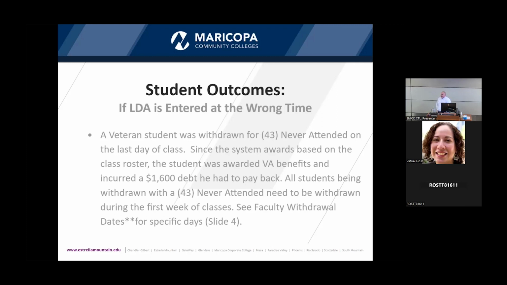If the LDA is entered at the wrong time, in this particular case, the 43 never attended wasn't entered until the end of class. What happens is the system awards based on the class roster and SIS. So in this particular case, the student was awarded VA benefits, which incurred a $1,600 debt, which they had to pay back. And then all students being withdrawn with the 43 never attended need to be withdrawn during that first week of class, just like we talked about in the chart, a few slides ago, slide 4 to be exact.